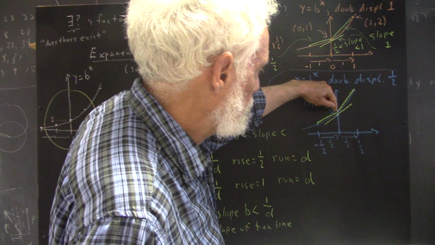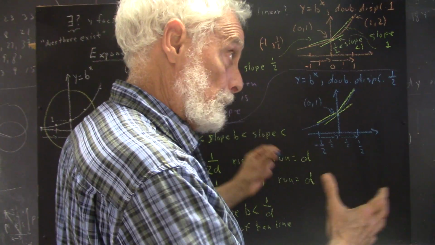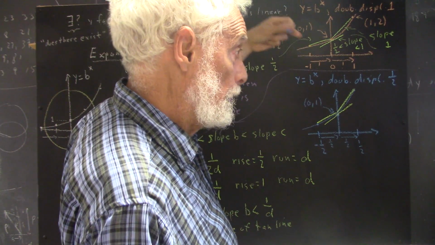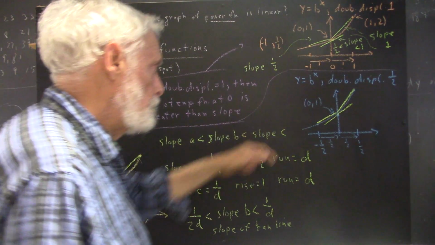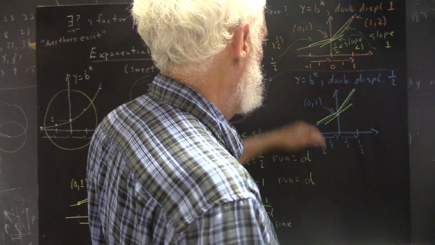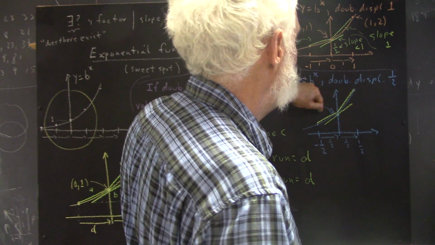Again, I've got the point (0, 1) on the graph. That makes no difference. The doubling displacement makes no difference. y equals b to the x always goes through the point (0, 1). So from this, I determine my slope here and my slope here. If you haven't already done so, do so now.